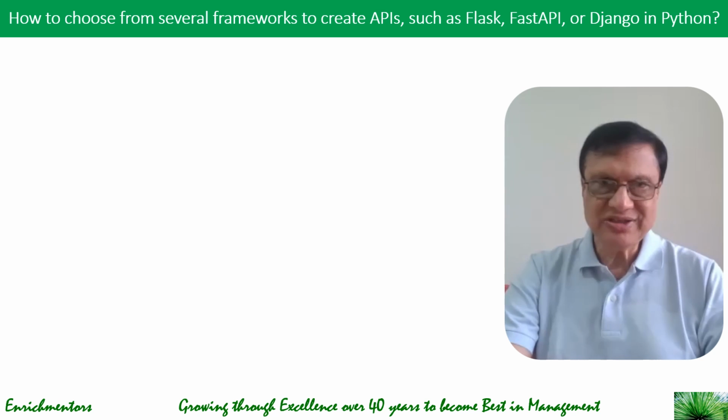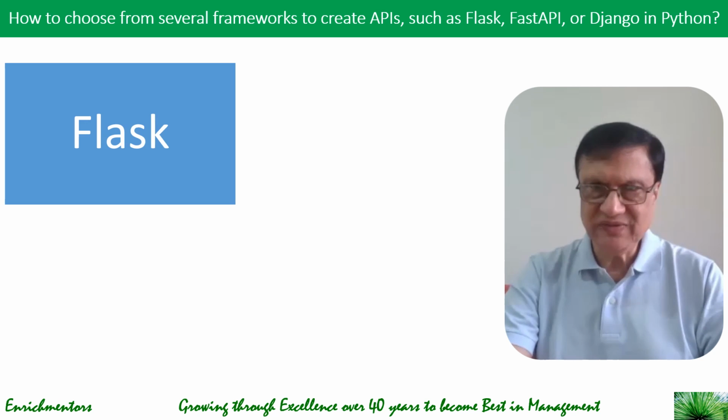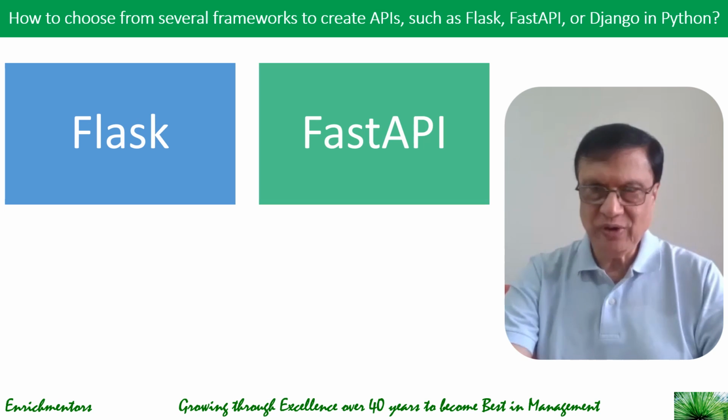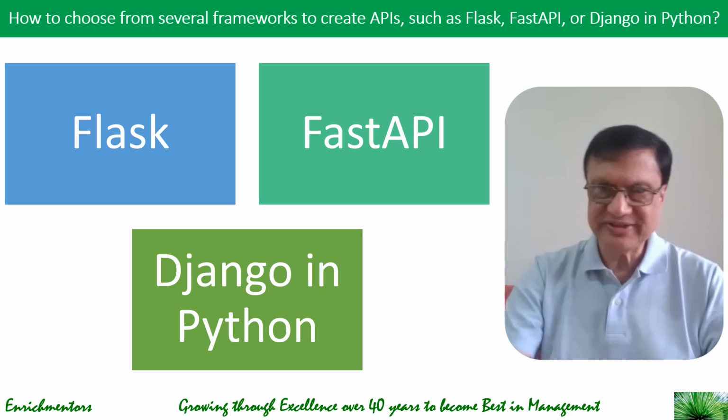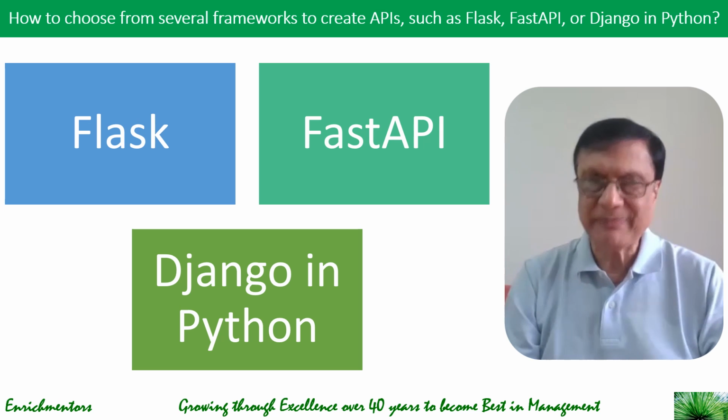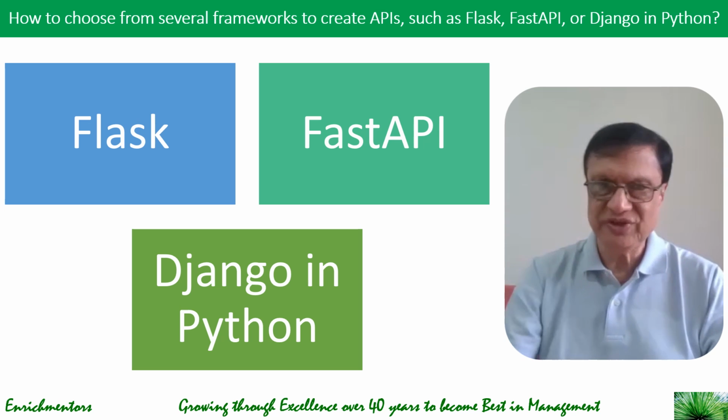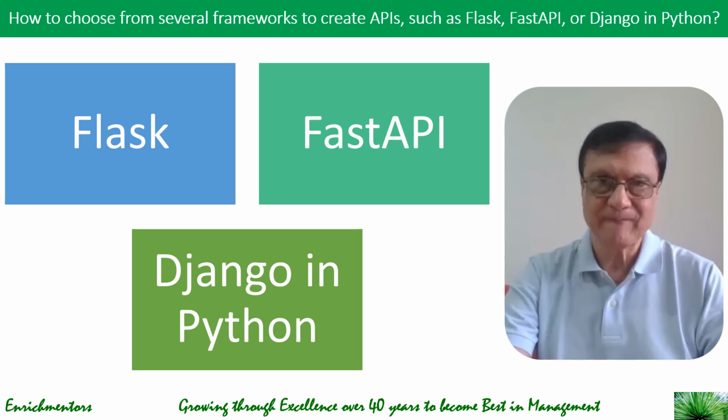So let's summarize when to choose Flask, FastAPI, and Django. Choose Flask for simple lightweight projects where you need flexibility and control, as we saw. Use FastAPI when you need high performance, asynchronous capabilities, and automatic documentation. And go for Django when large complex applications that benefit from built-in features and scalability are needed.